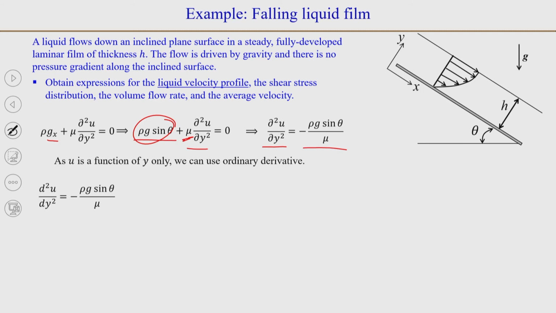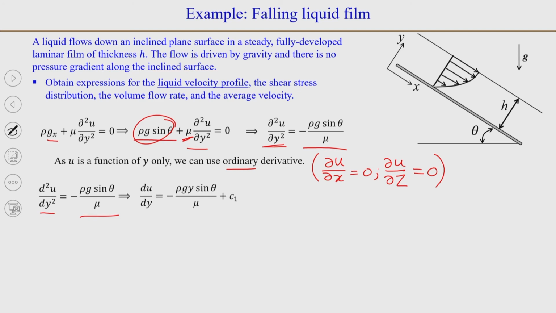Note that u is a function of y only. We know that dou u by dou x is equal to 0, so it is not a function of x, and dou u by dou z is equal to 0, so it is not a function of z. That means u is a function of y only. So, we can change this partial derivative to an ordinary derivative. So, we can write the second derivative of u as equal to minus rho g sin theta by mu, and we can integrate it.